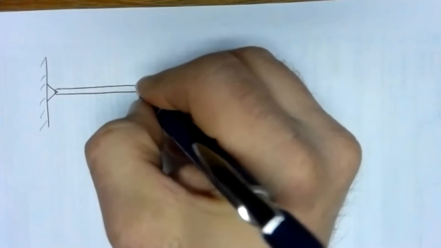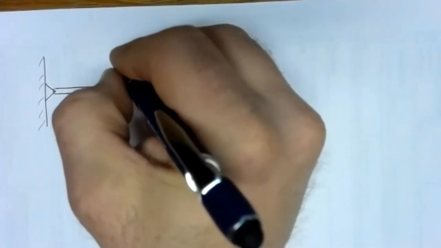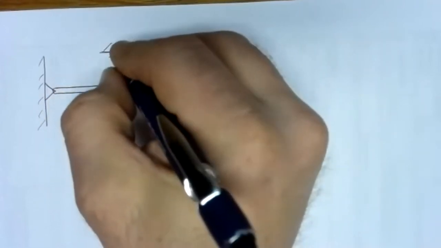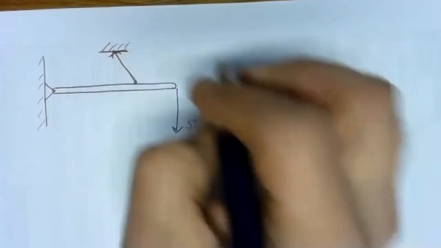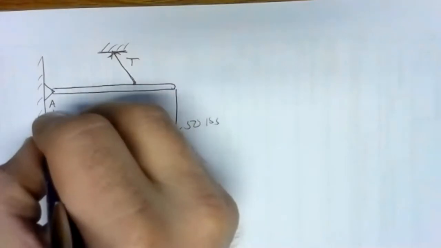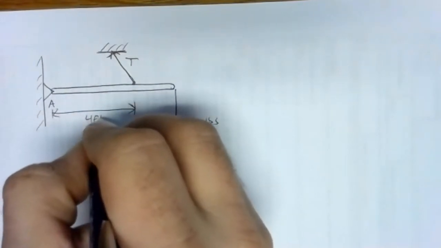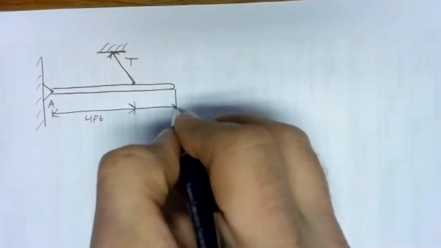We'll have the same geometry, same attachment point, but now we'll have the rope connected up at an angle. So we have a tension. And we've got support point A there, same distances, 4 feet and 2 feet.